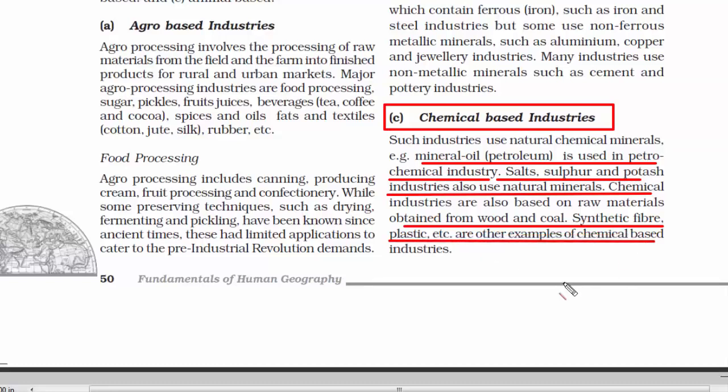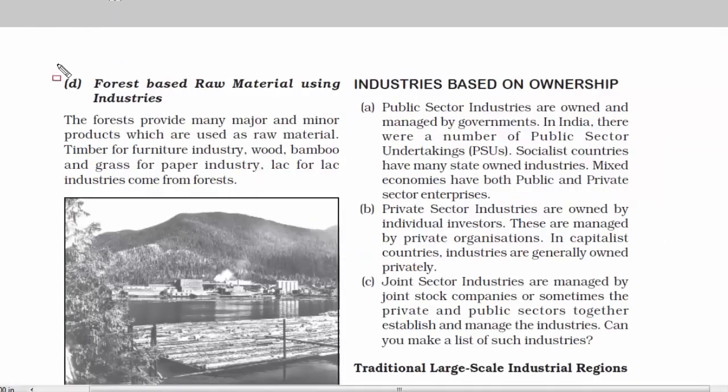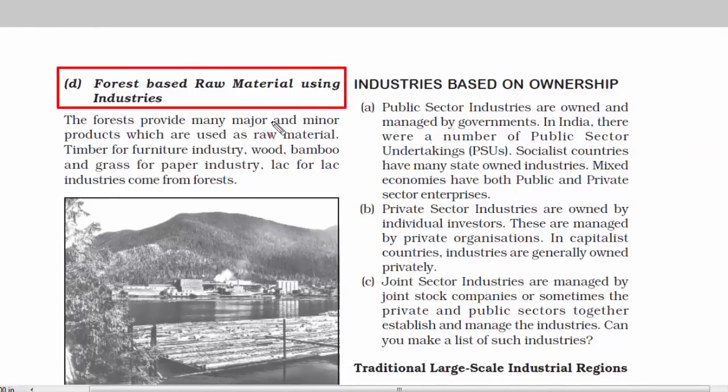Then salts, sulfur and potash industries also use natural minerals. Then synthetic fiber and plastic are used with some chemicals to produce more durable products. So this is all the job of chemical-based industries. The fourth one is forest-based raw material using industries. The products that are made in this industry are purely out of forest resources like trees, wood, bamboo, grass. The paper industry and furniture industry thrive on this type of resources.